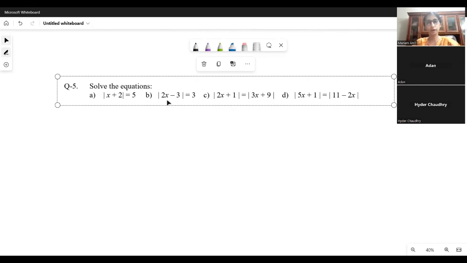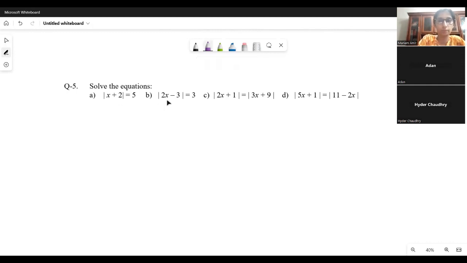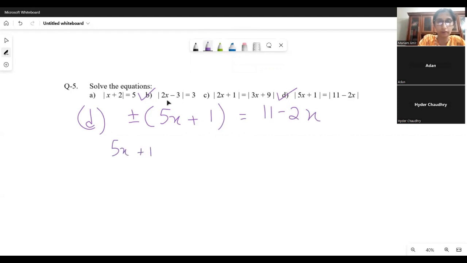Okay, so I'm going to do part D only, and then I'm going to give you guys a few minutes to do part B. Let's just do B and D. So we're going to do D together. So remove modulus and place plus minus on any one side of the inequality, sorry. So we have 5x plus 1 equals 11 minus 2x, and minus 5x minus 1 is equal to 11 minus 2x.